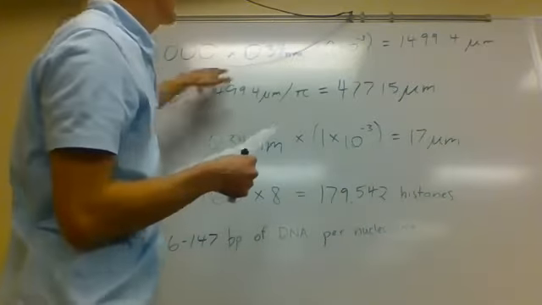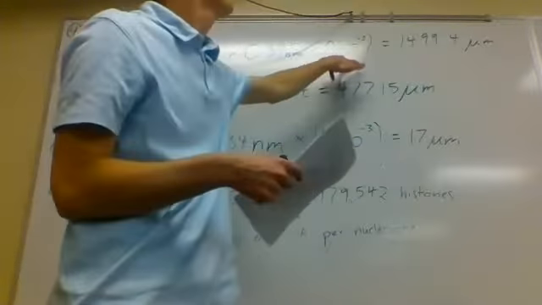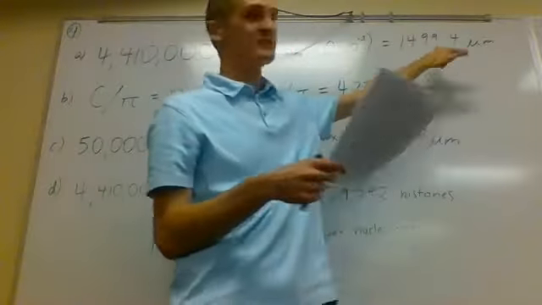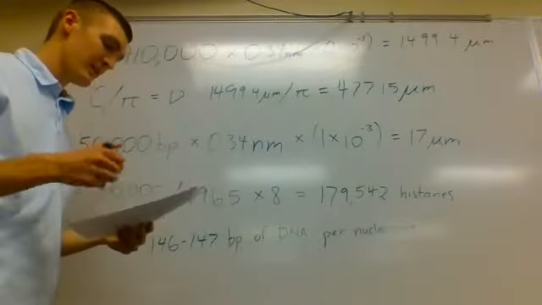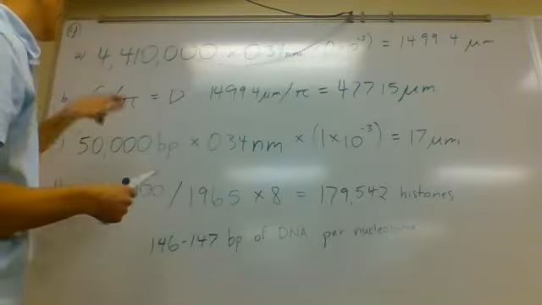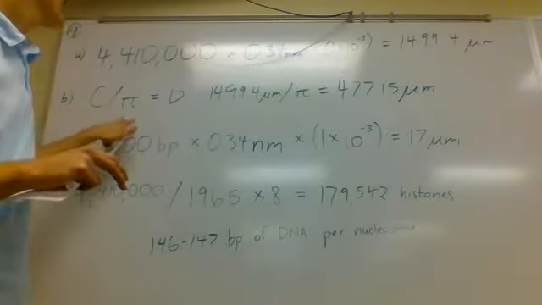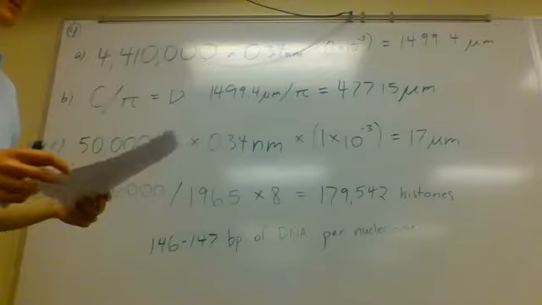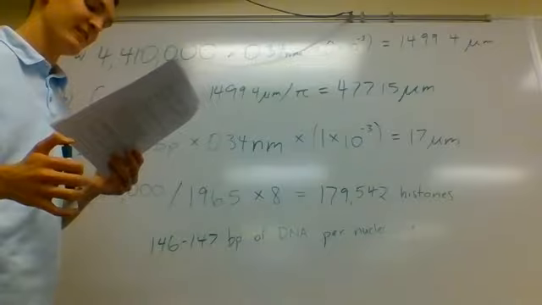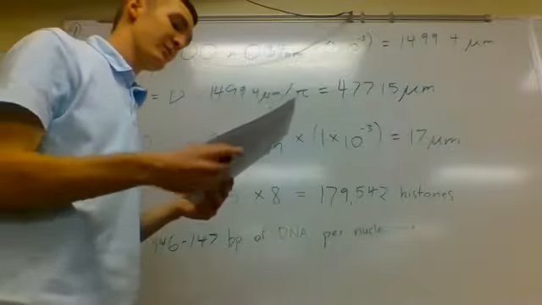So you take the base pairs times their length, and times it by 10 to the negative third to get micrometers. So that's how we got that value there. Then we take that value for the next question, which asks for the diameter. So since we have circular DNA, we're going to take the circumference and divide by pi to get diameter right there.